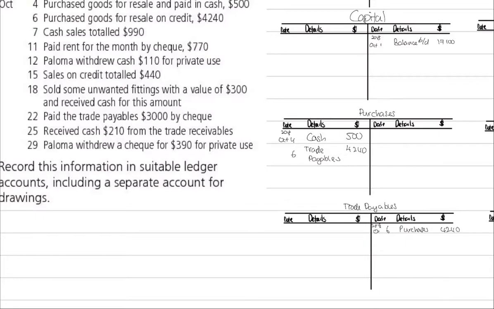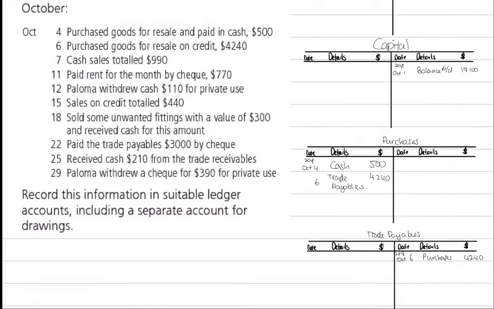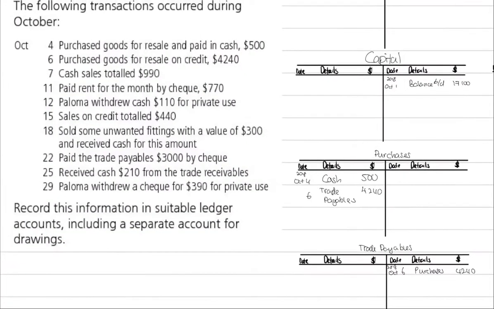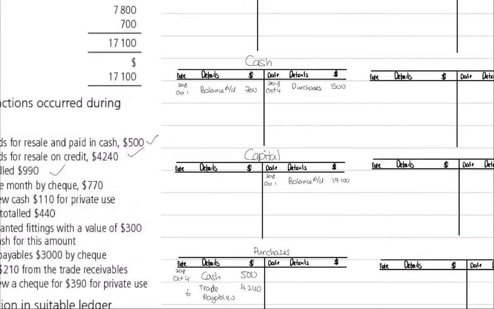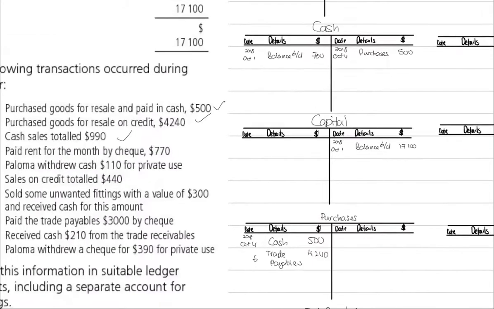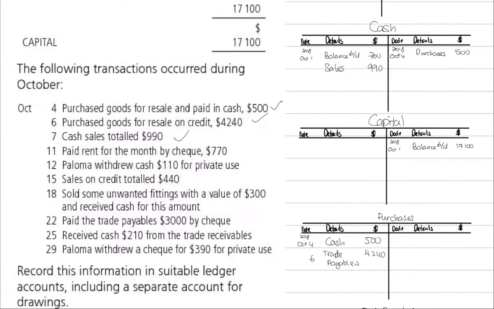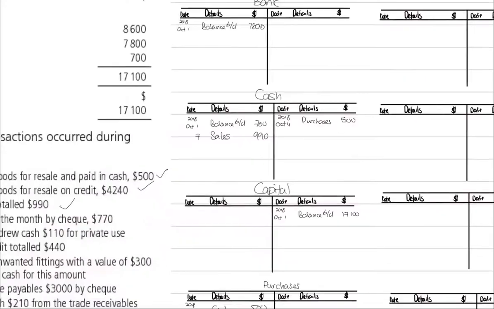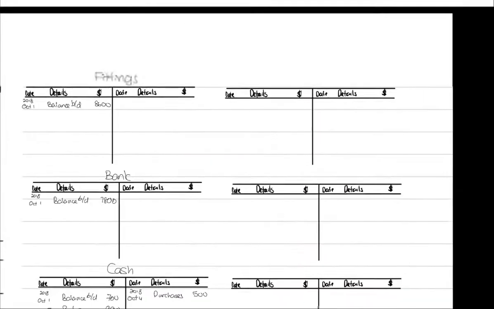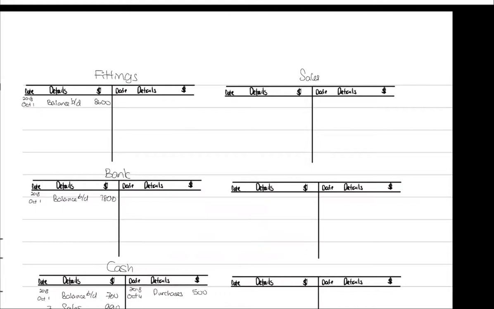October 6, 2018. Next one, number 7, cash sales total 990. So we need to write in our cash. We received cash total of 990 from sales. If you're not sure which side sales is on, then you can actually identify it. Since we debited cash, we have to credit sales. 990, cash, October 7, 2018.